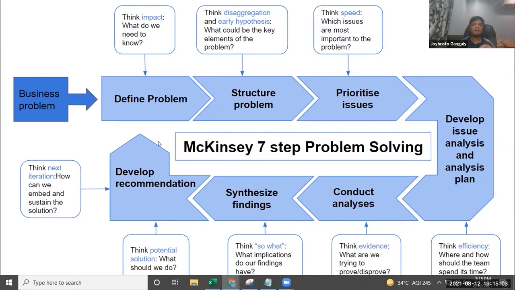So that's what is called issue analysis. Take an issue, conduct that analysis based on the data that I said, to be able to come to a meaningful conclusion. Make sense?